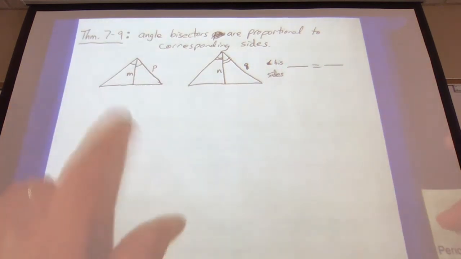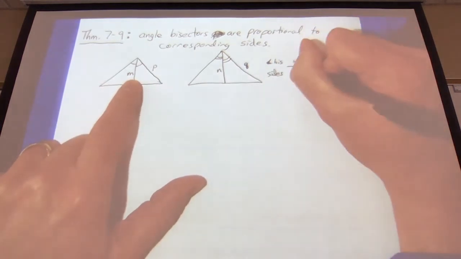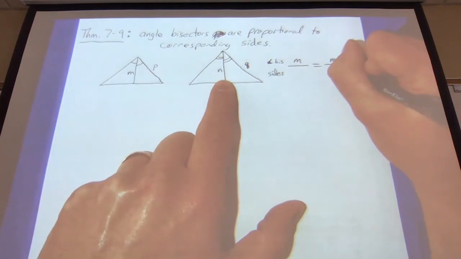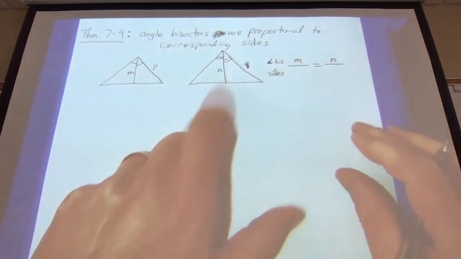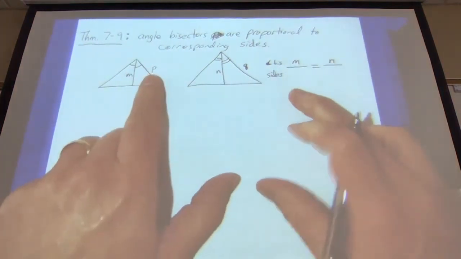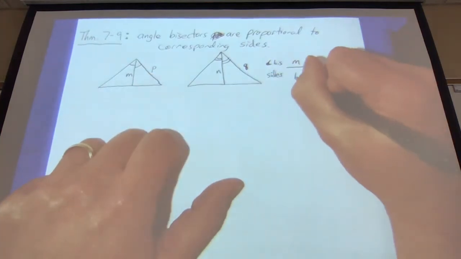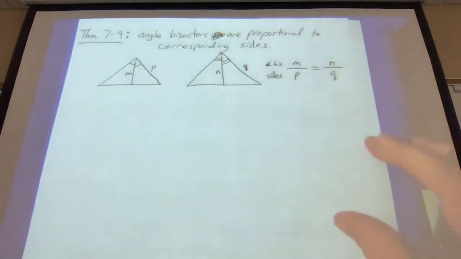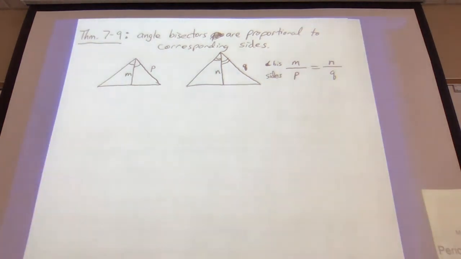Okay, it's just a matter of putting it together. Angle bisector on the left is M. That'll match up with the angle bisector on the right, which is N. Your corresponding sides are going to be P and Q. P is on the left-hand triangle, so I'm going to keep it on the left. Q is on the right-hand triangle, I'm going to keep it on the right. And then same exact thing. To solve that, you'll cross multiply and solve for x. We'll show you some examples of that here in a little bit.